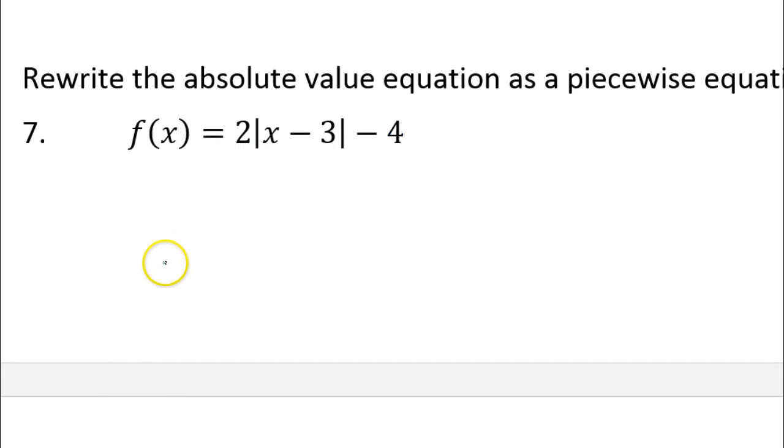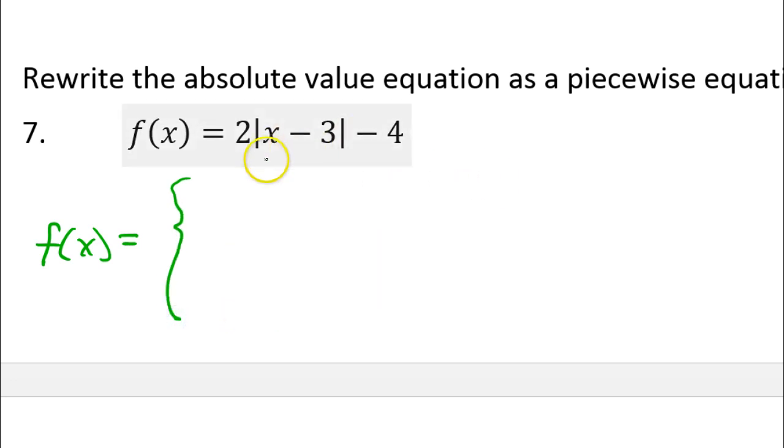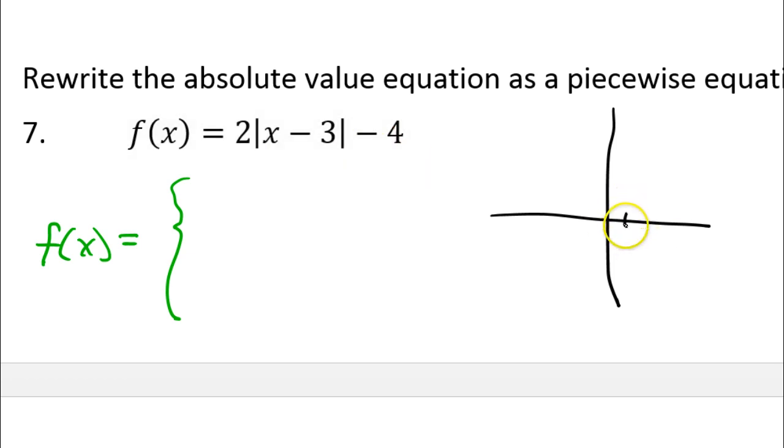Alright, let me do that same problem again, but this time I'm going to show you how you could do it without graph paper, just from a little sketch. So say we have f of x and you want to write this as a piecewise function. I still need a graph, but I'm just going to do a little sketch over here off to the side. So still, we look at this and we know the vertex is going to be 3, comma, -4. So let's go ahead and do that.